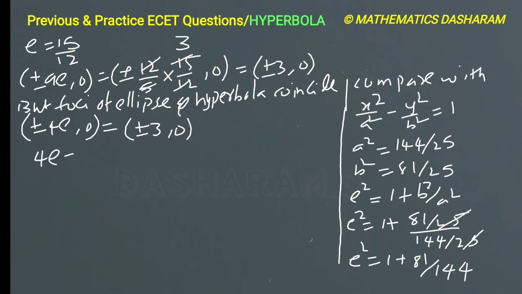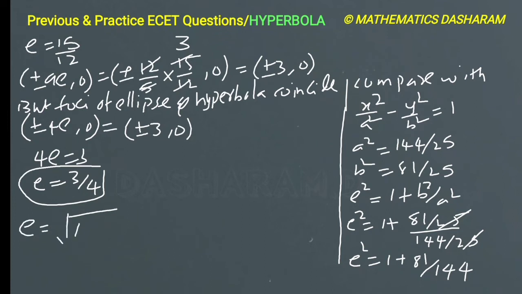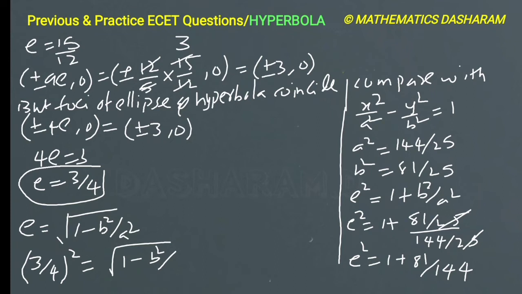4e equals 3, then e equals 3 by 4. To find the b square value, I am using the eccentricity formula for an ellipse, that is e square equals 1 minus b square divided by a square. The e value is 3 by 4, so (3 by 4) whole square equals 1 minus b square by a square. The a value is already given for the ellipse, a is 4, so a square is 16.